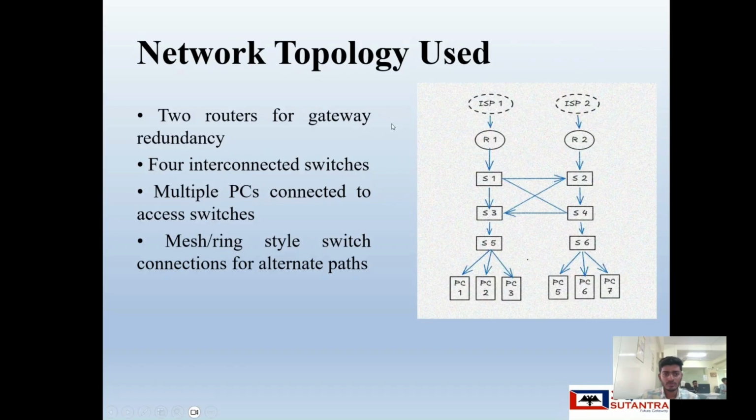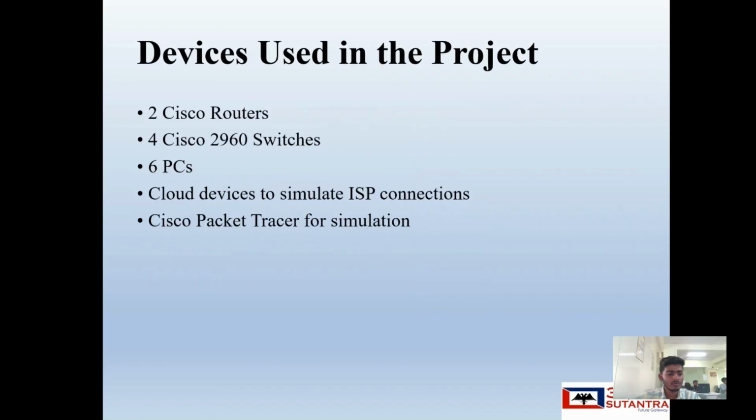After that, this is the network topology I have used. You can see multiple connections between devices. These extra connections are used as backup. If one path fails, another path will be used. I have used routers, switches, PCs, and cloud devices to simulate ISP connections, and Cisco Packet Tracer for simulation.